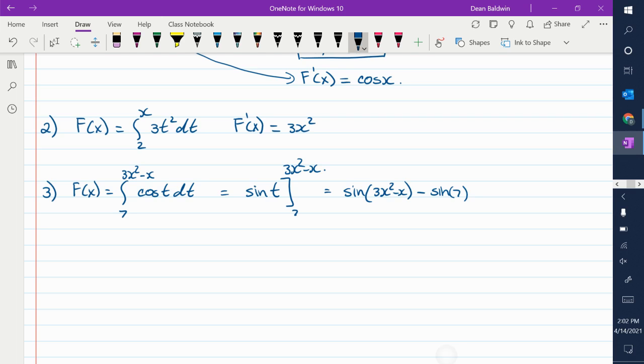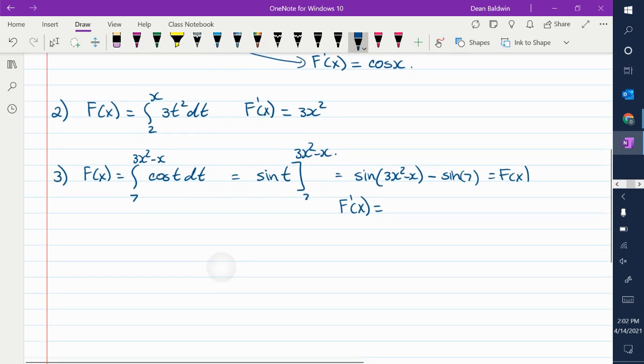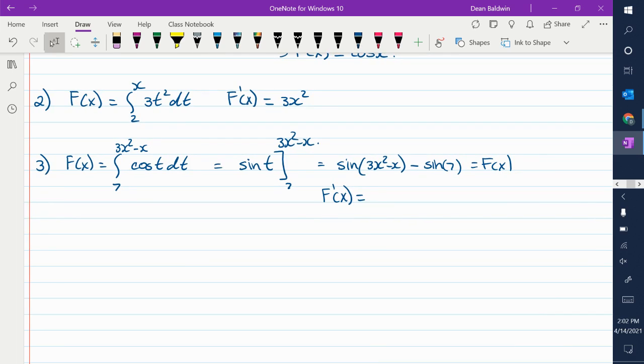And then I say, so that's f of x. What is f prime of x? Capital F prime of x. So what rule do I need to use on the sine? Chain rule. So what's the derivative of sine? So I get cos of 3x squared minus x times what? That's exactly it, 6x minus 1.